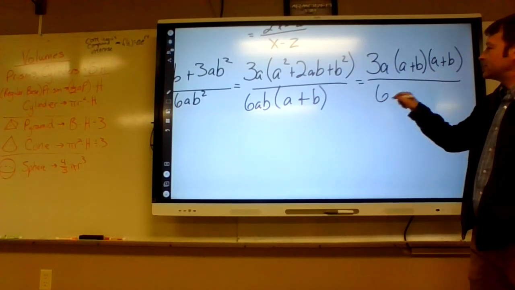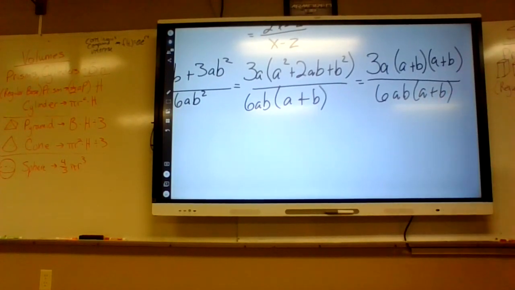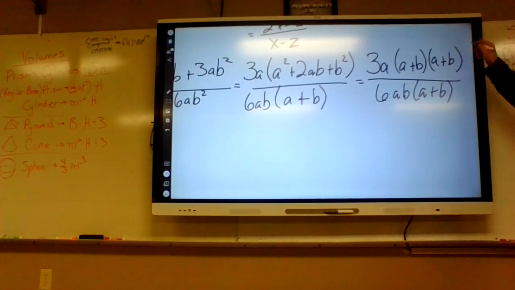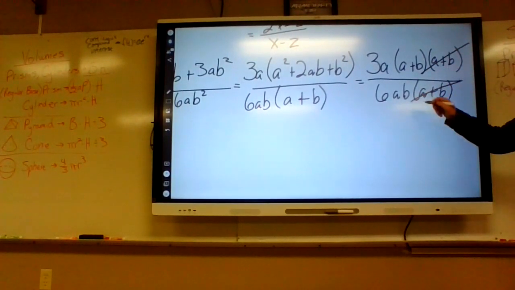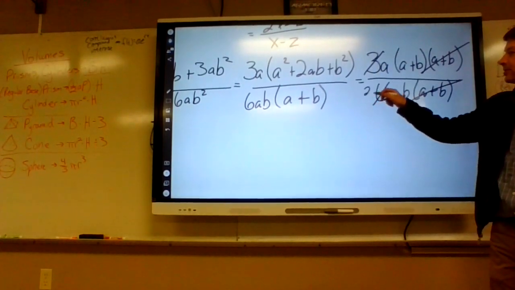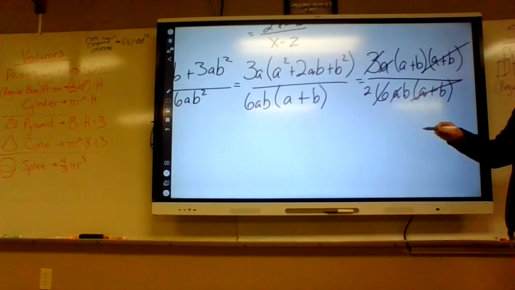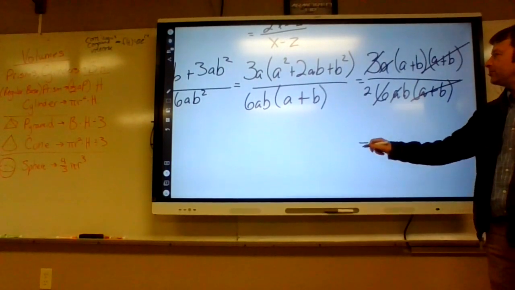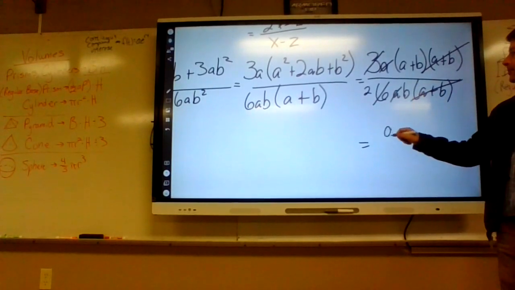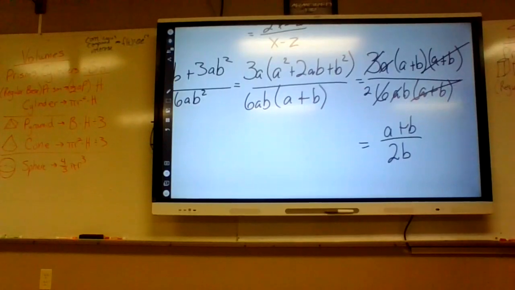The bottom, 6AB, A plus B. What cancels out? One of the A plus B's. 3 and 6 reduces to 2 on the bottom. And just the A, yeah. So what does that leave me with? Not a lot. A plus B on top and 2B on the bottom.